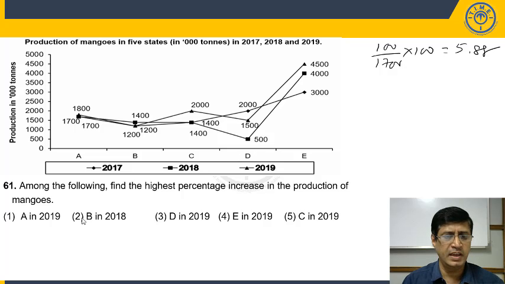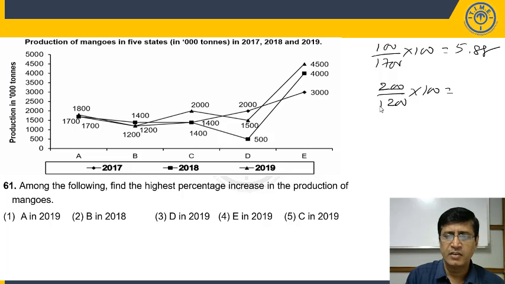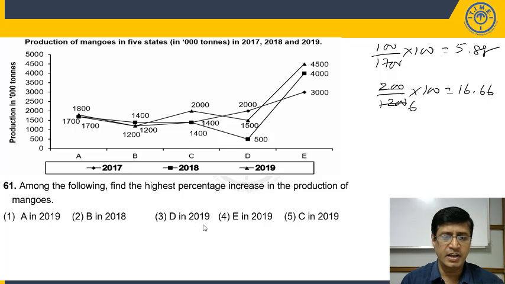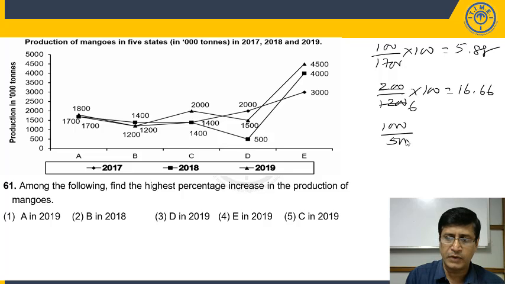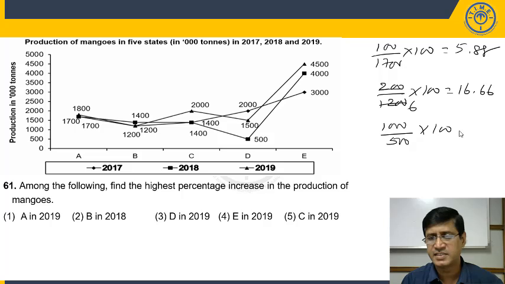The second one is B18. B18, what is the value of 18 here? So 1400 and 1200. Difference is 200. So 200 by 1200 into 100. Now simplify, 1 by 6, that is 16, 2 by 3 means 16.66%. D in 2019 means 2000 here, D value. So 19 here, 1500 and 500. The difference is 1000. So 1000 by 500 into 100. So what is the result? So 2 times cancel, so 200%.